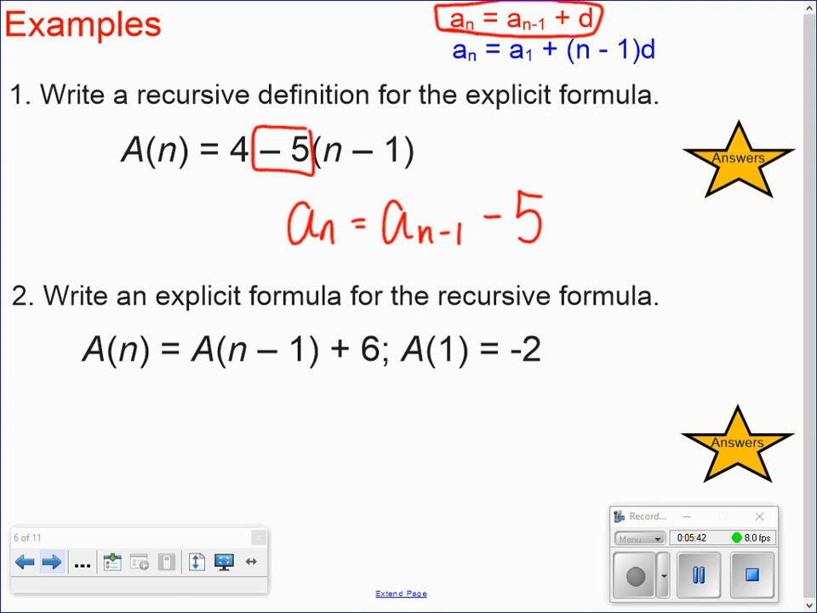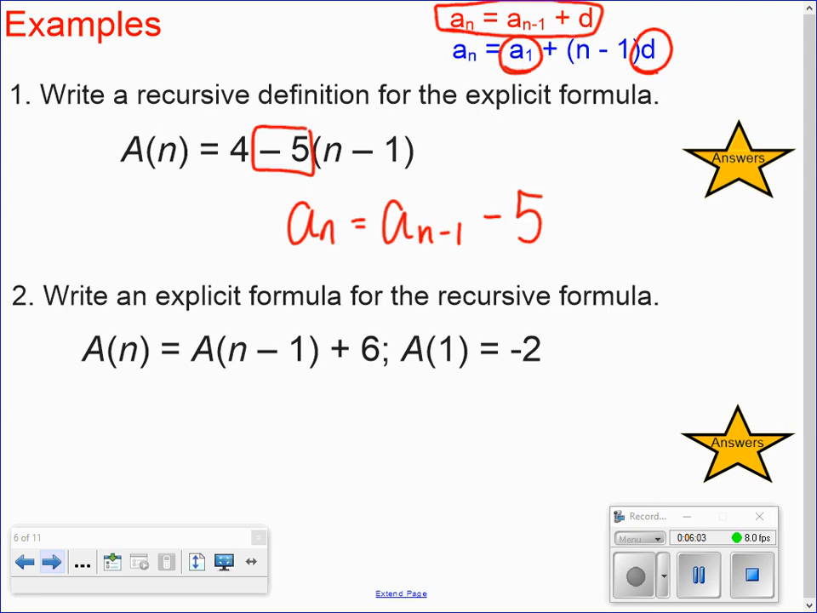So our recursive formula for this one would be a sub n equals a sub n minus 1 minus 5. And 2, we want to write the explicit formula for the recursive. So for the explicit formula, remember that you're specifically going to need the first term and the common difference.